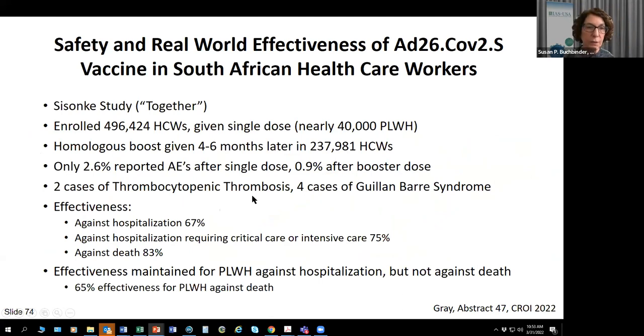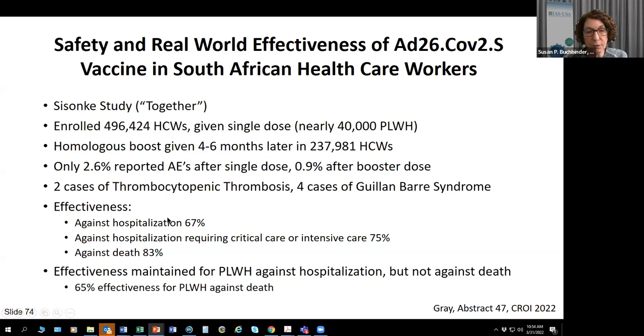So this was actually a very interesting study called Sisonke, which means together, which was this safety and real world effectiveness of the J&J COVID vaccine in South African healthcare workers. They vaccinated nearly 500,000 healthcare workers, and nearly 40,000 of them were people living with HIV. So this is probably the largest study we have of people living with HIV who have been vaccinated. There was a homologous boost given 4 to 6 months later in about half of the participants. Only 2.6% reported adverse events after a single dose and only 0.9% after the booster dose. There were 2 cases of thrombocytopenic thrombosis seen in this study and 4 cases of Guillain-Barré syndrome.